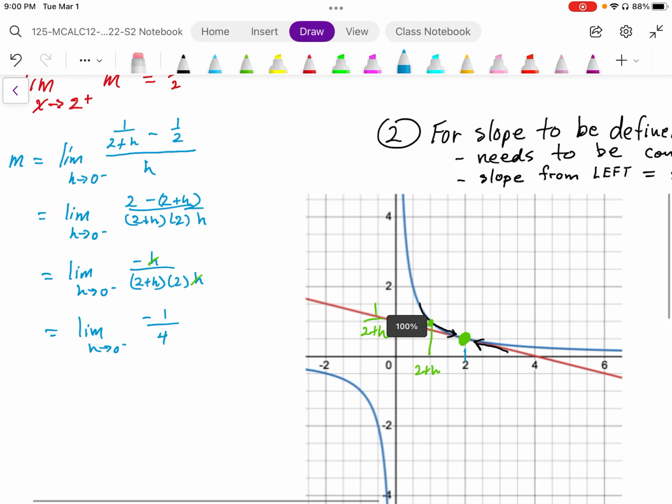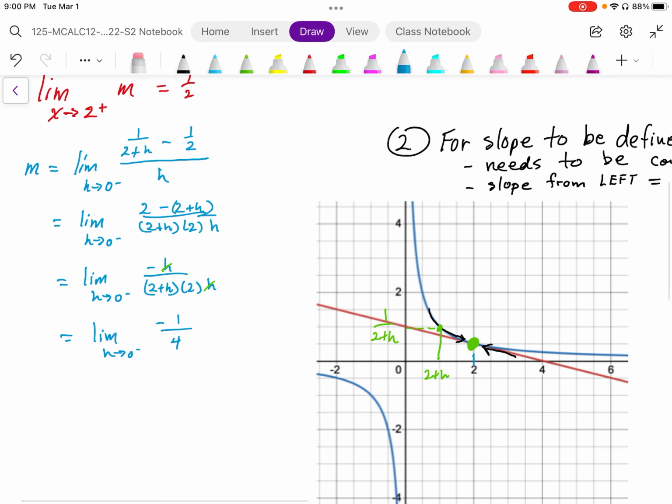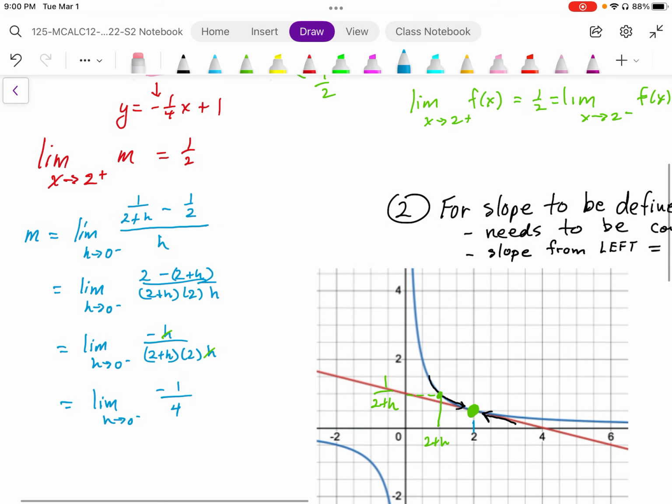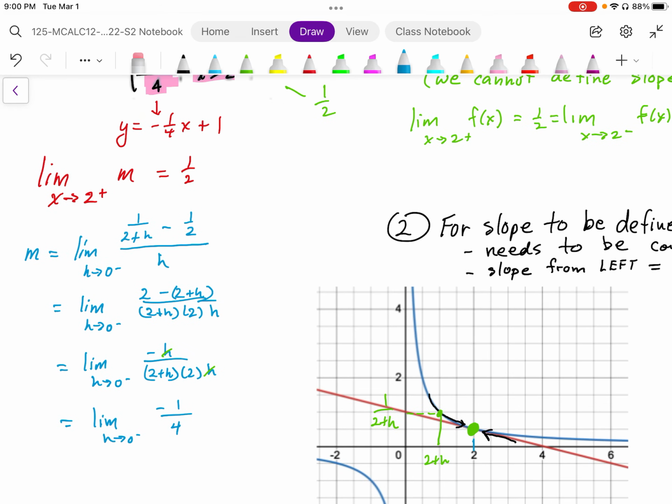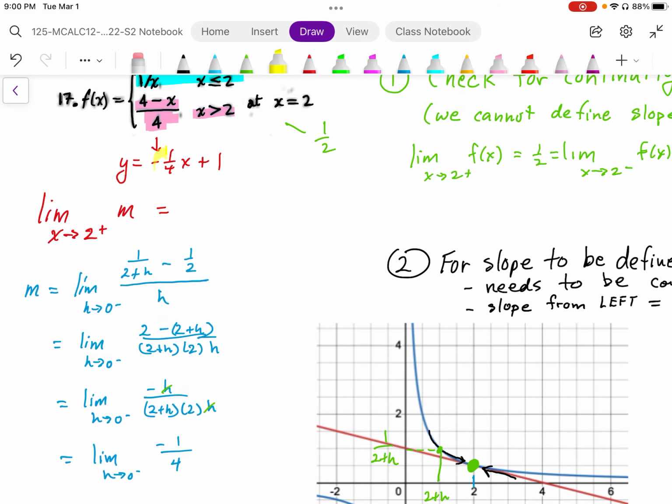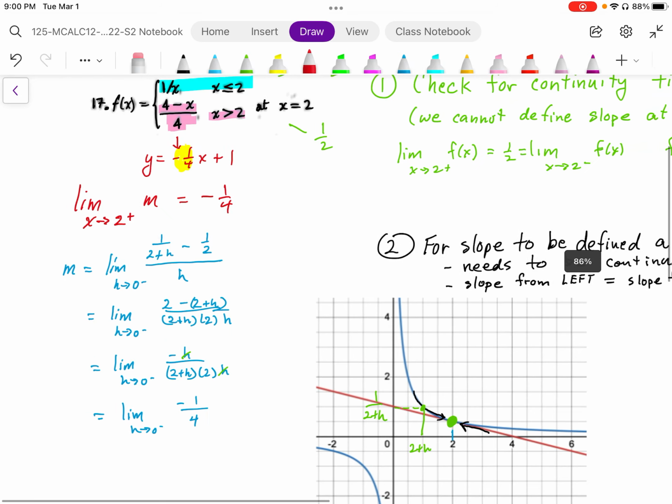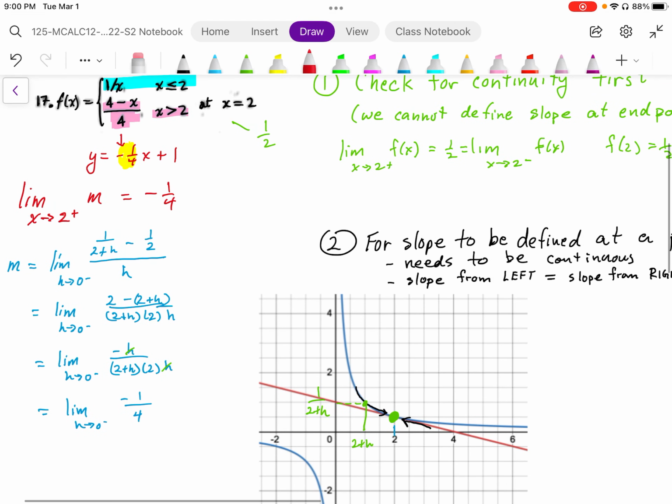So my slope coming from the left-hand side is going to be negative 1 over 4. The slope coming from the other side, from the linear equation, is the slope here of negative 1/4. So the slope from the left-hand side equals the slope from the right-hand side. So I'm going to write this here. The left-hand side was equal to negative 1/4. The right-hand side was equal to negative 1/4 as well.